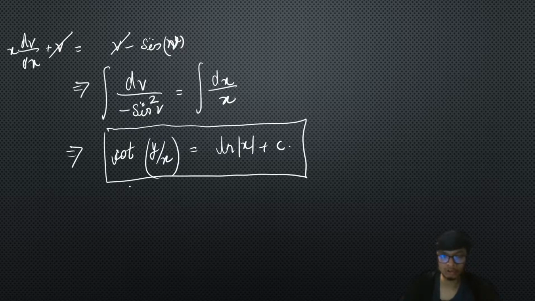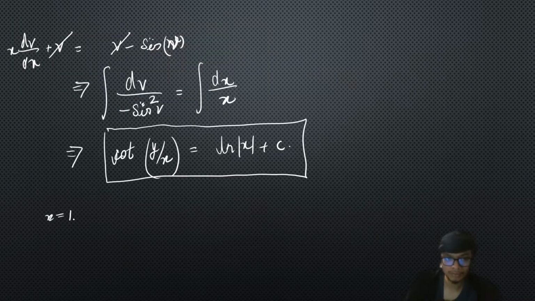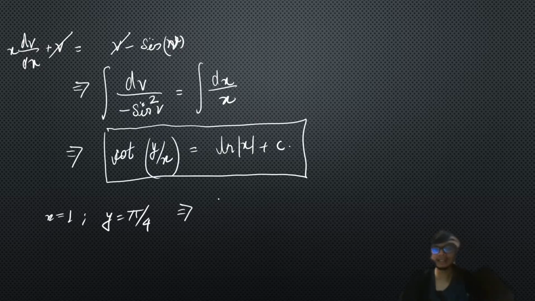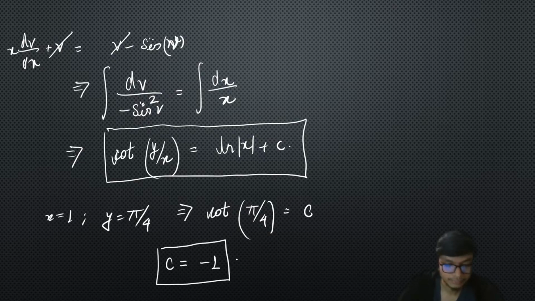But we are also provided with the values of x and y. So at x is equal to 1, y is equal to pi by 4. I will write at x is equal to 1, y is equal to pi by 4. So with this I will yield the solution as cot of pi by 4 is equal to c. So from here I will get the value of the constant, which is going to come out as minus 1, right?